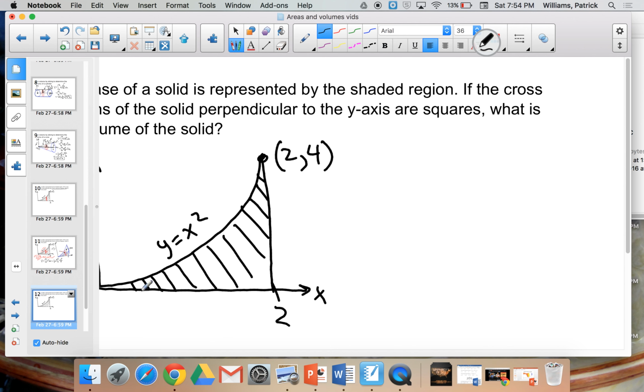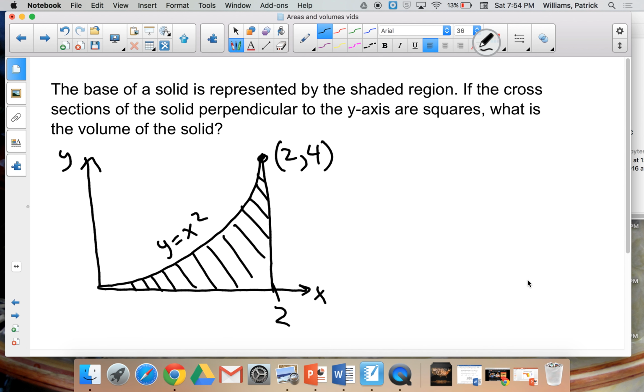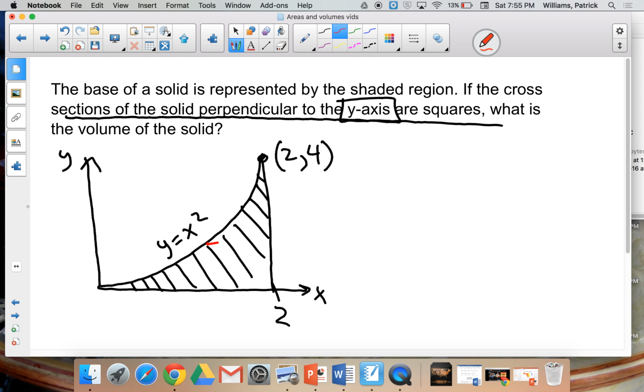Well, now let's look at this problem. Read this problem real quick. What's different about it? There's a very small, minute difference, and that's now the cross sections of the solid perpendicular to the y-axis are squares. Okay, so now instead of having those cross sections be perpendicular to the x-axis, they're now perpendicular to the y, so they look something like this.